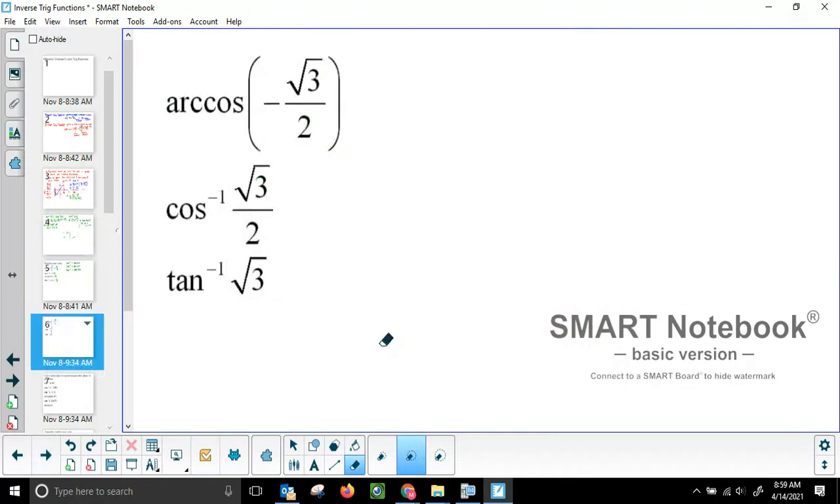Okay, so go ahead and try these just on your own. All right, remember arc cosine, we look at the top half of the unit circle. Arc sine and arc tangent, we look at the right half of the unit circle.